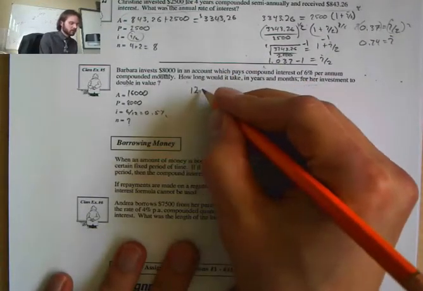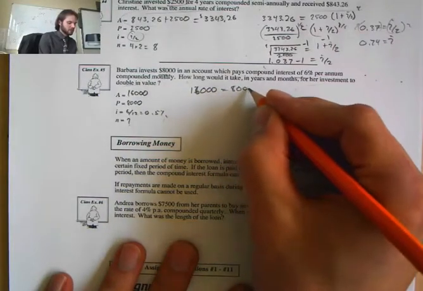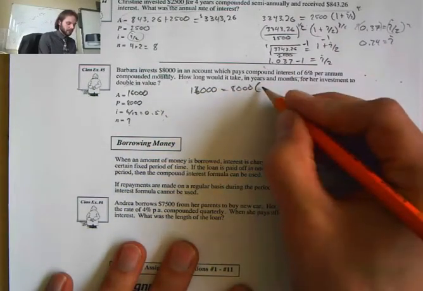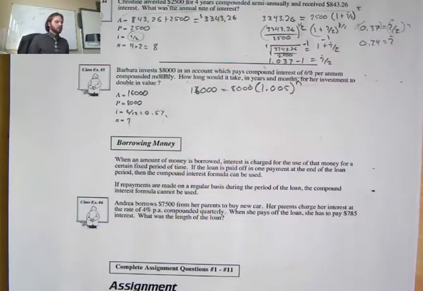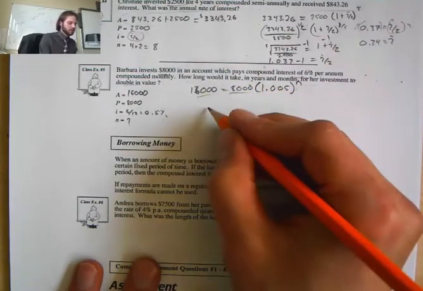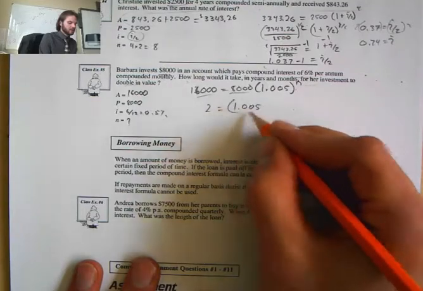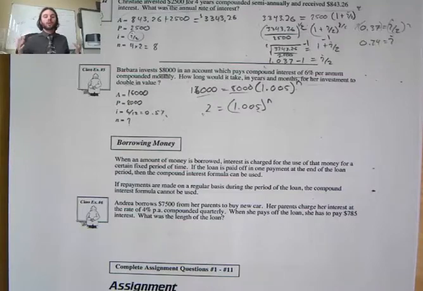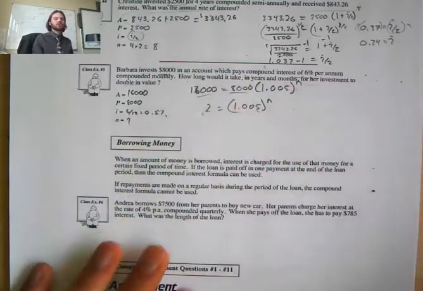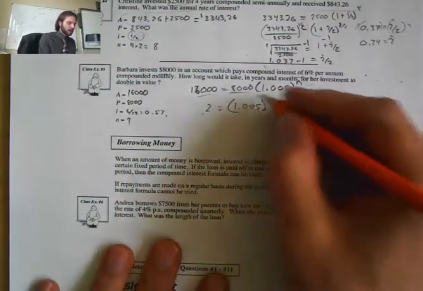So let's put in our formula. 16,000 is equal to 8,000 times 1.005 to the n. Well, I could simplify this. I'm going to divide both sides by 8,000, so I get 2 is equal to 1.005 to the n. Now I look at this, what's my problem? I can't make these the same bases. So what must I do? I must log it. I could either log both sides or use my log identity. I'm going to just log both sides here.